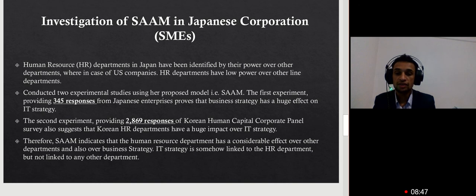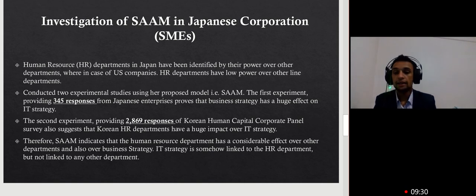They conducted two experimental studies using the proposed model SAAM. The first experiment, providing 345 responses from Japanese enterprises, showed that the business strategy has a huge effect on IT strategy. The second experiment provided 2869 responses from the Korean Human Capital Corporate Panel survey, which suggests that the Korean HR department has a huge impact on IT strategy.